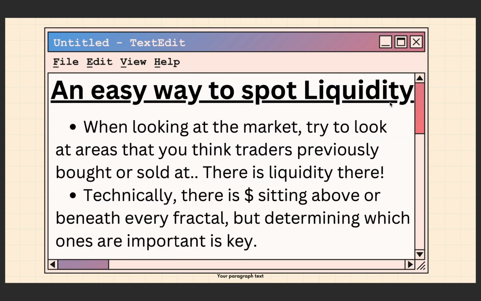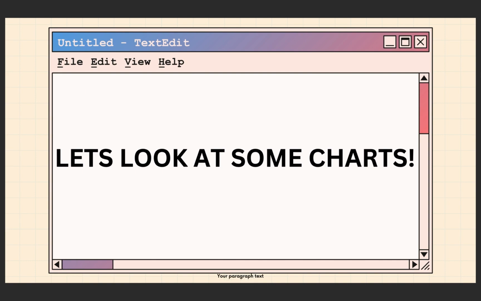So an easy way to spot liquidity: when looking at the market, try to look at areas you think traders previously bought or sold at. There's liquidity there. Technically, there is liquidity sitting above or beneath every fractal, but determining which ones are important is key. Time and price theory is one way to identify key highs and lows. Like I said, session highs and lows, daily highs and lows. That is all stuff that we are going to cover later down the line. Let's look at some charts.